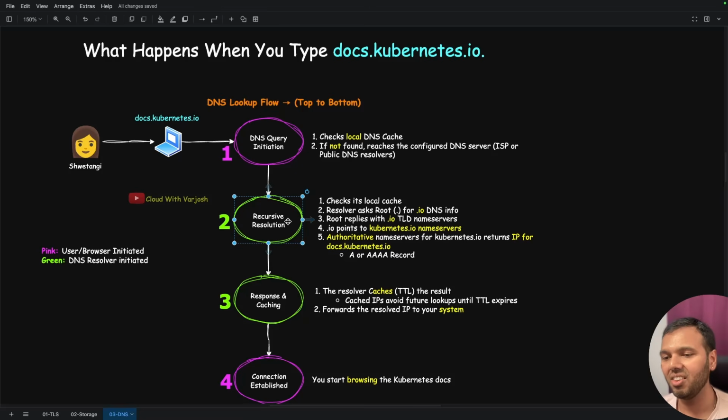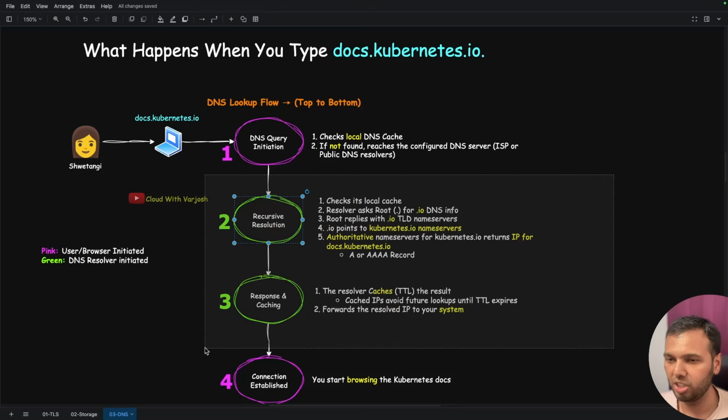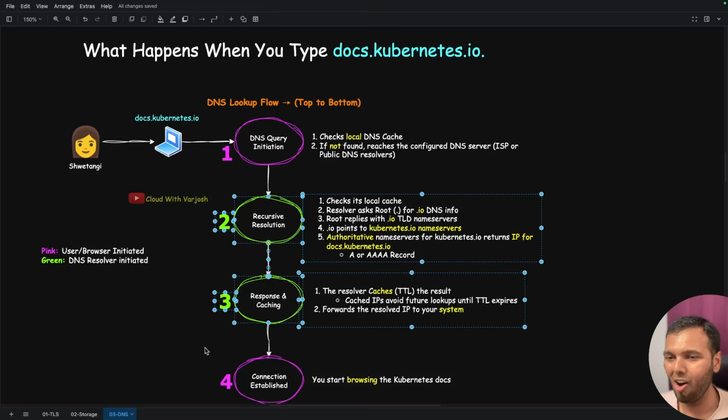What does recursive mean? Recursive means it should return the IP address to Shwetangi. Shwetangi should not be doing anything when it comes to DNS to IP translation. It is this recursive resolver, which is your ISP, that will find out the IP address of docs.kubernetes.io and hand that over to Shwetangi. So the request now reaches the ISP. These two sections are the responsibility of the ISP.